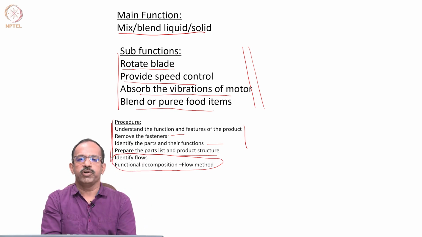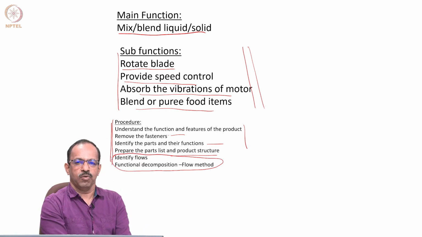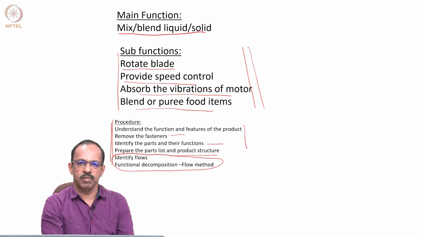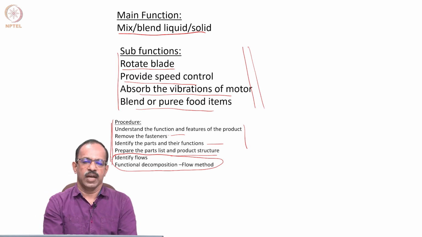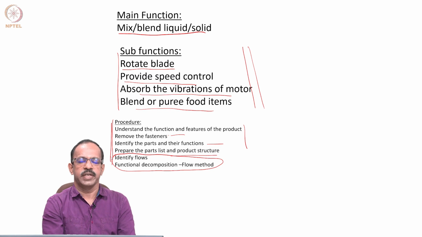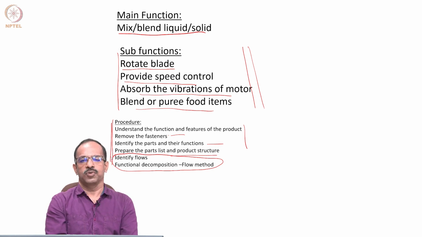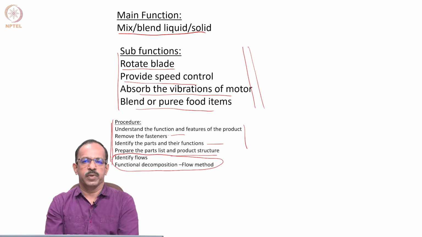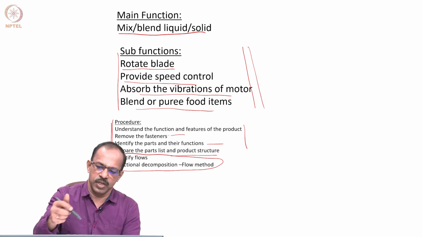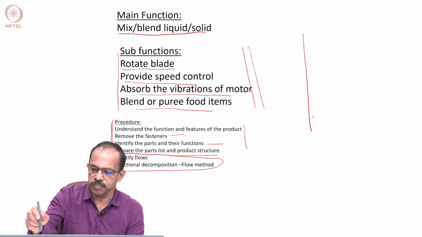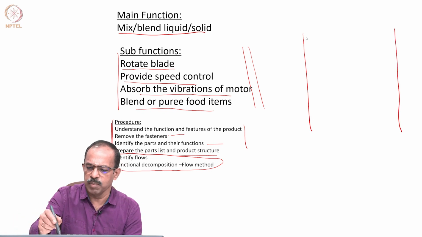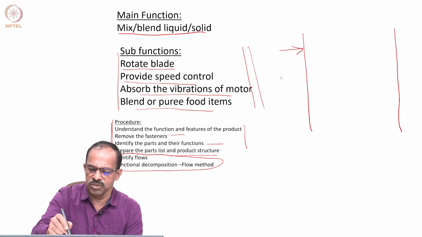Here you need to identify the main flow. By now you must know what we mean by a flow. You can have an energy flow, or a material flow, or an information or signal flow. That is the input to the system, and then there will be an output of these flows also. If you take any product, you will be able to identify the flows.